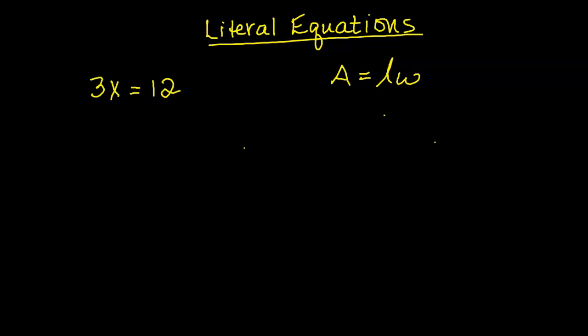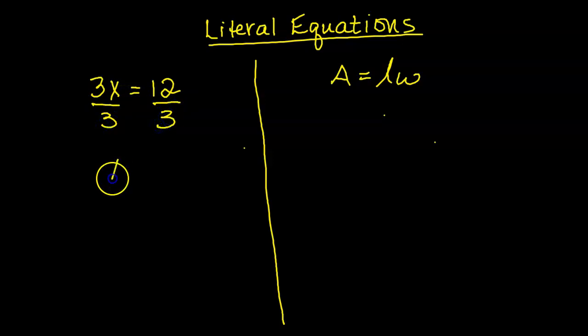Last unit, or a couple units ago, when we talked about equations, we could easily solve 3x equals 12 by dividing both sides by 3 because of the division property of equality. We did that and we would get x is equal to 4. A literal equation works the same way. Our whole goal is to isolate the variable. In this case we isolated for x and we solved for x.